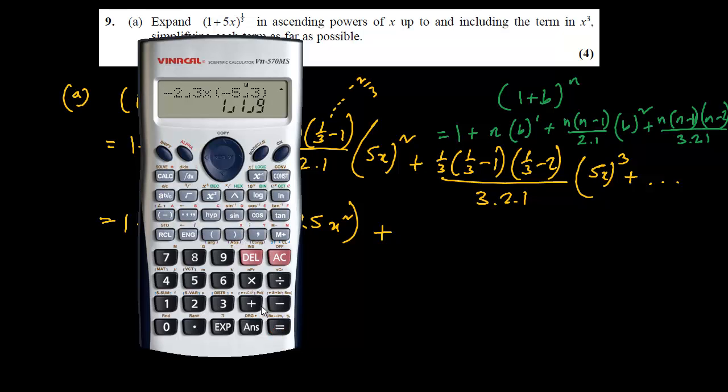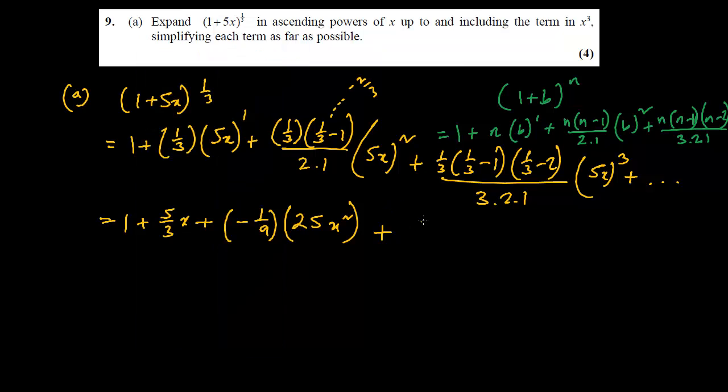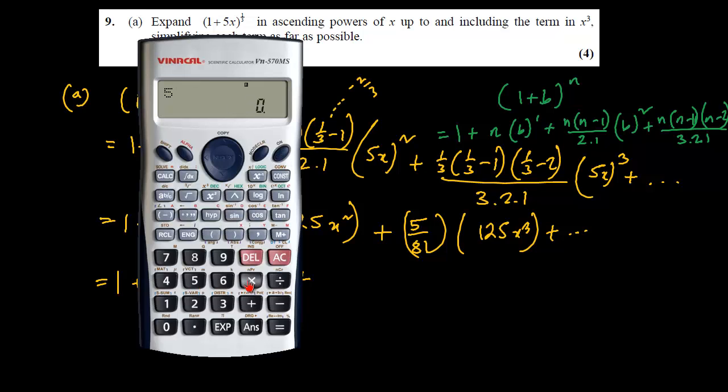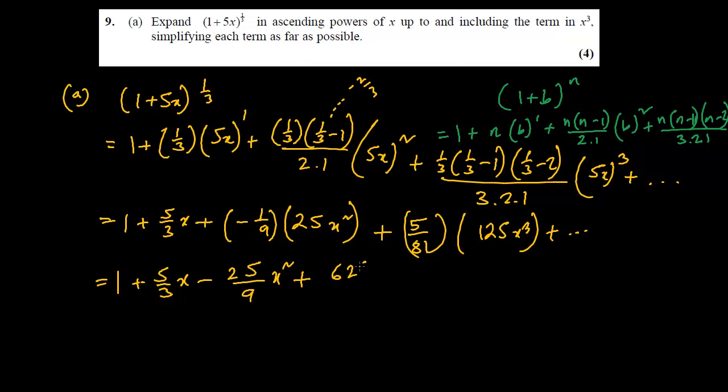So this is going to be 1 by 9 into 1 by 3. Now we have to divide this by 6. 3 to the 6, so divided by 6, and it is 5 by 81, and 5 cubed is 125. So this is x cubed plus dot dot dot. So 1 plus 5 by 3x minus 25 by 9 x squared plus, now 5 into 125 is going to be 625. So this is going to be 625 divided by 81 x cubed.